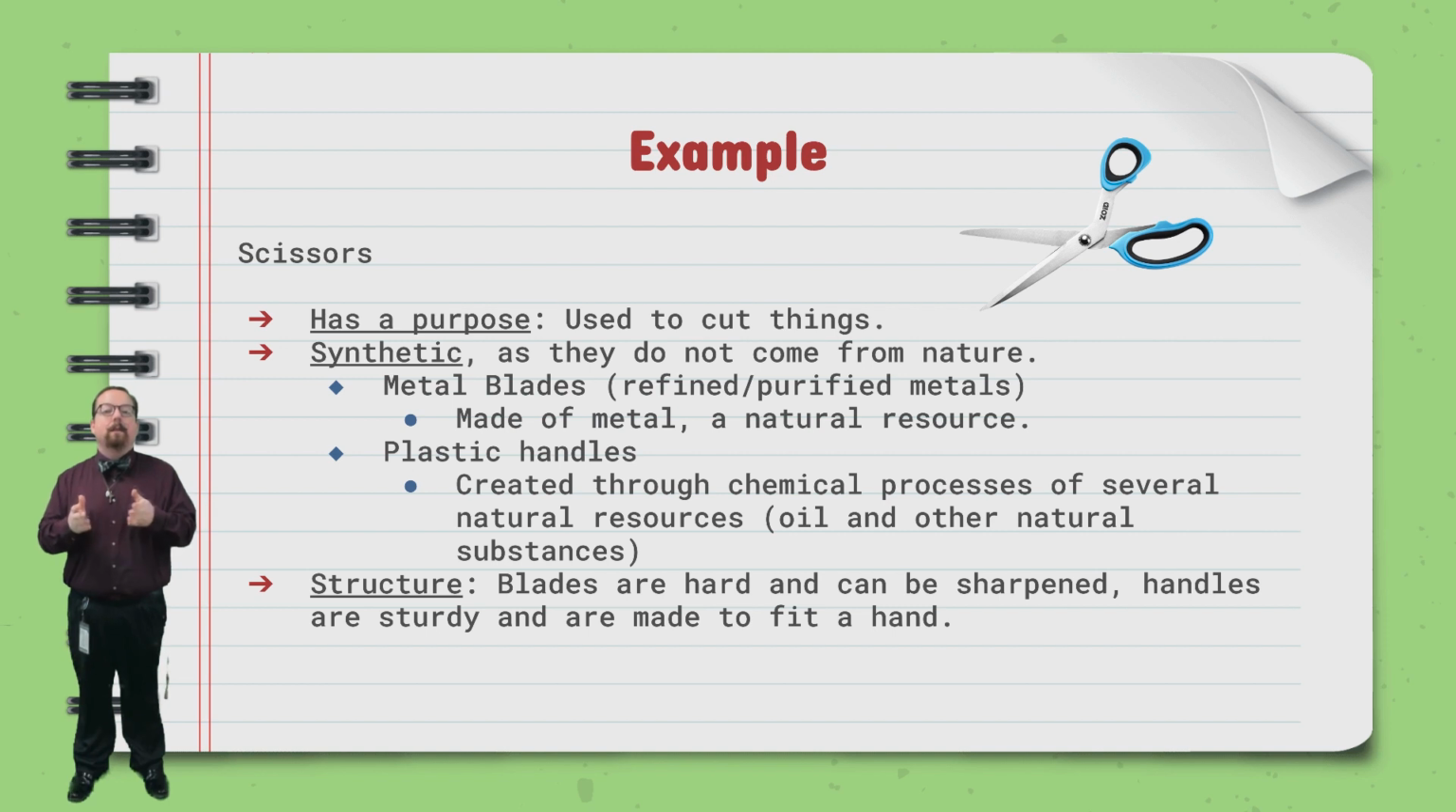Scissors have a very specific purpose: to cut things. We didn't make them to use as screwdrivers or to stir our coffee. We made them to cut things. Scissors do not naturally form from the earth. They don't grow on trees.